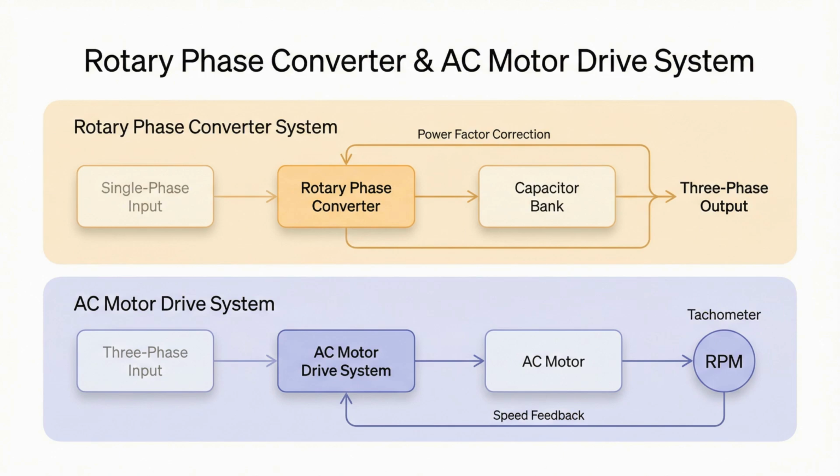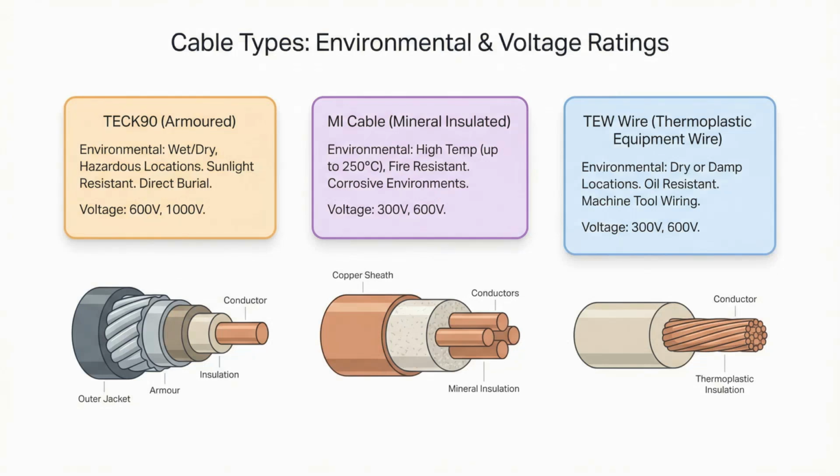Cable specifications are essential knowledge. Tech 90 cable is permitted in non-ventilated trays in wet locations. MI cable has a maximum rating of 600 volts, and TEEW wire is rated for 600 volts at 105 degrees Celsius, though not for hard usage.